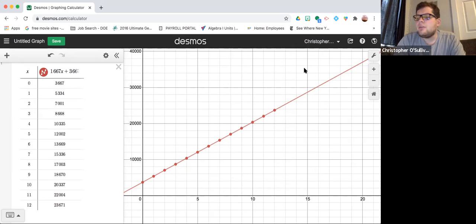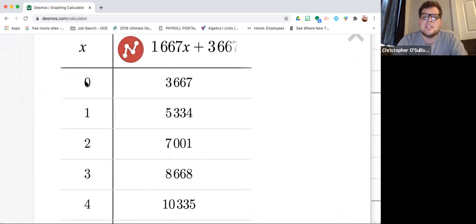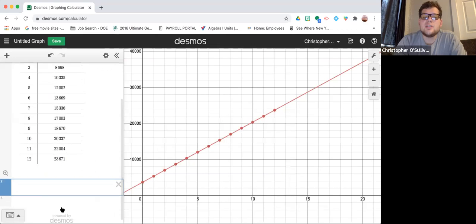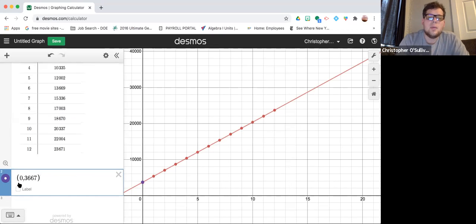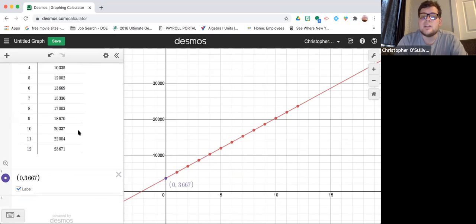But here's the issue. If we looked at the visual on the Google form, it has a point plotted at 0 comma something and 12 comma something. So we're gonna look at our table of values and see what happens at x equals 0 and x equals 12. If I zoom in at x equals 0, what's my y value? 3,667. Good, so we're now gonna go down here to box 2 and we're gonna make 0 comma 3,667 and we're gonna click label. And that's all we're gonna do. So we now know that the point 0, 3,667 is for this graph.